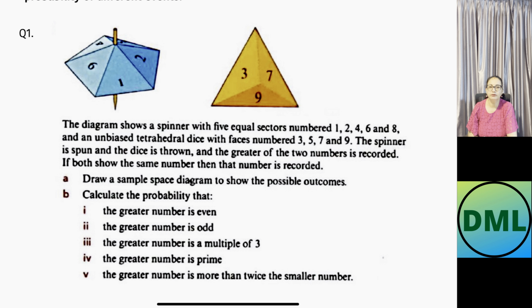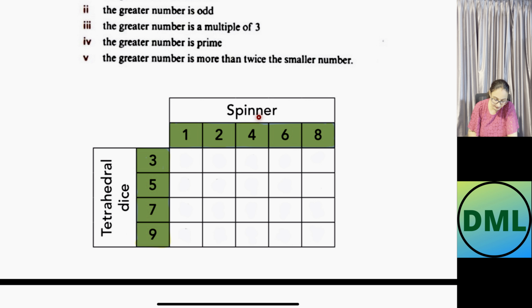First, we have to write down the sample space. As it says in the question, when the spinner is spun and the dice is thrown, the greater number of the two numbers is recorded. Suppose that 1 is on the spinner and 3 is on the dice, so we will record 3. Let's fill the sample space here. This is my spinner here, 1, 2, 4, 6 and 8. This is my tetrahedral dice, 3, 5, 7 and 9. So if I see the number 3 and 1, which one is bigger? 3, right? So I will write down 3 here.